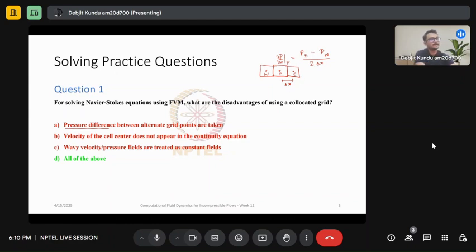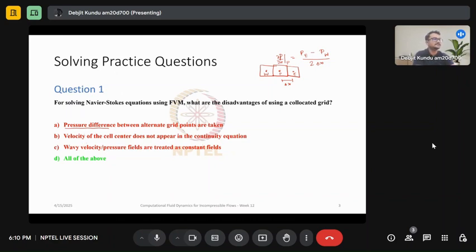So you end up taking pressure differences between alternate grid points. You miss out P. You take W then E. So your effective mesh size is double that whatever you have considered. So this is a loss in accuracy which we do not really desire.